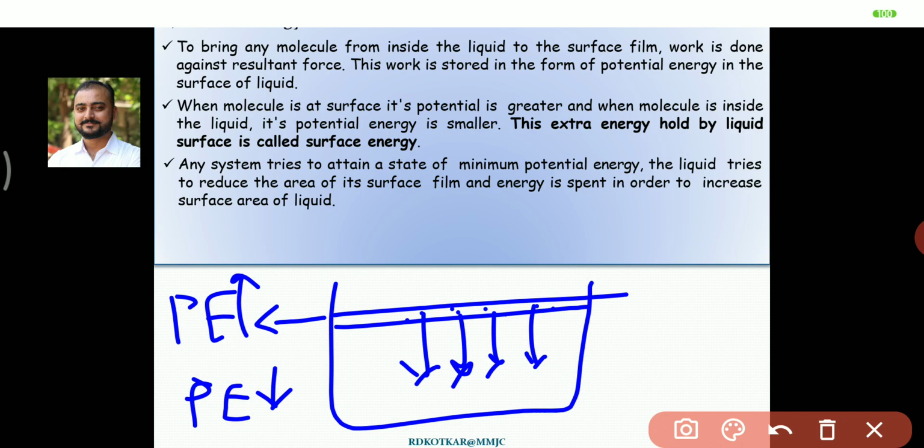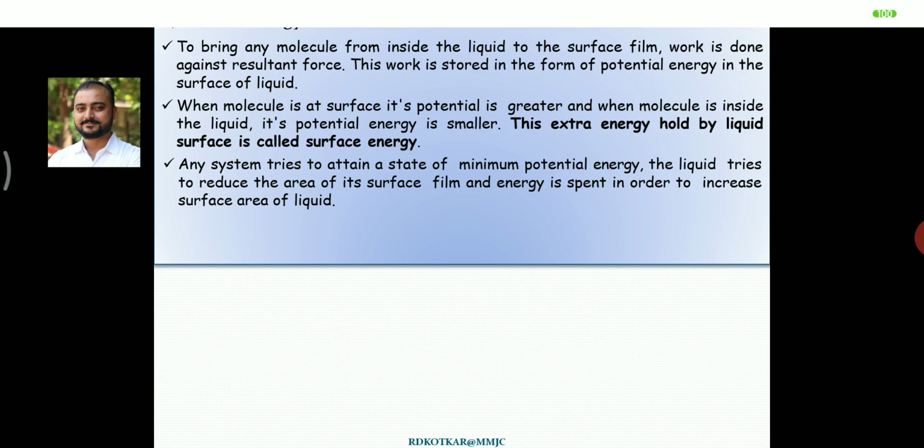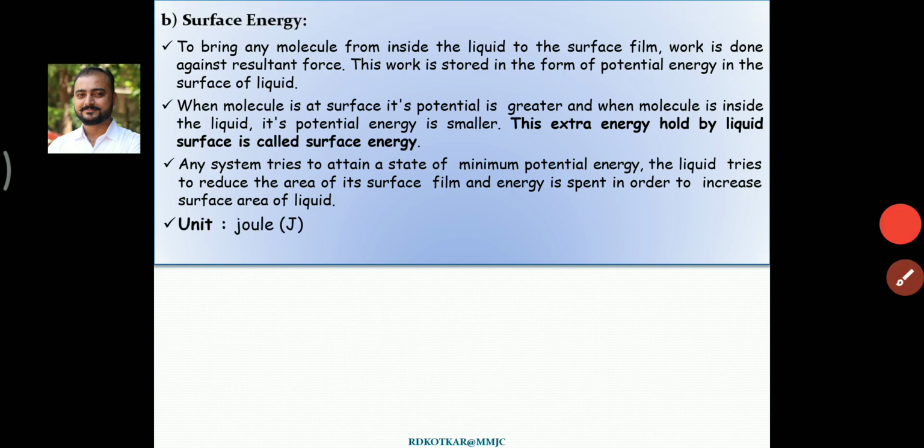And opposite to that, what happens when the molecules move in the upward direction? Some work has to be done, and they increase the potential energy. So here we consider that liquid molecules try to reduce the area of the surface film, and energy is spent in order to increase the surface area of the liquid. This is the reason, as we studied, that the drop of the liquid is spherical in nature.